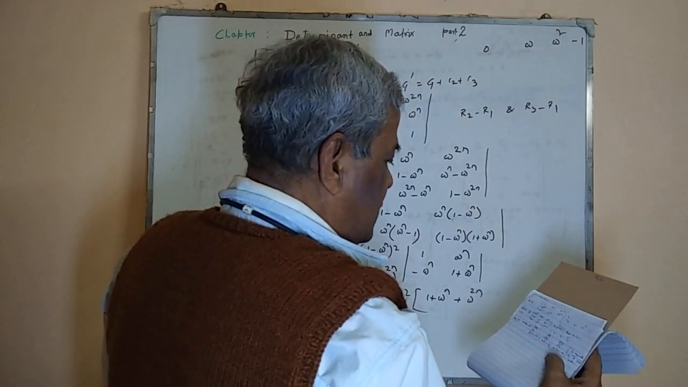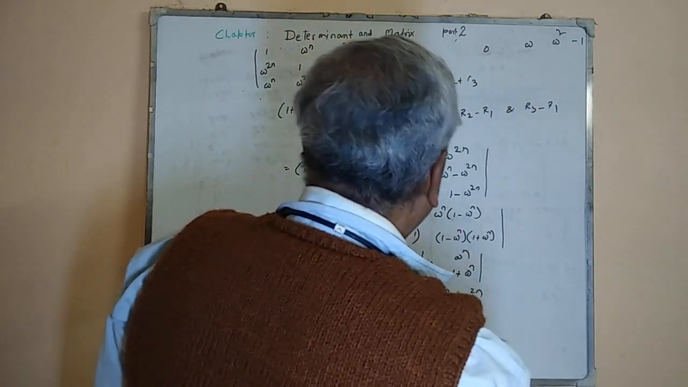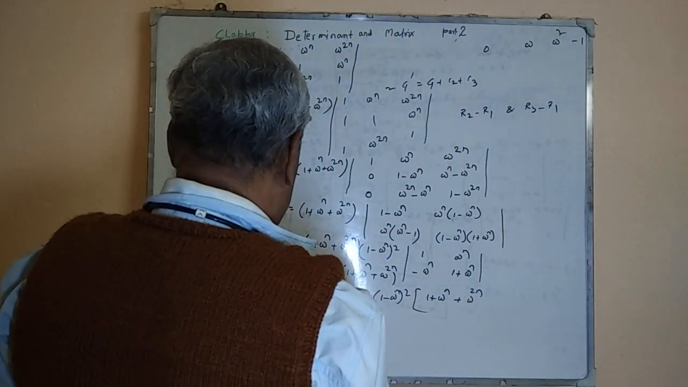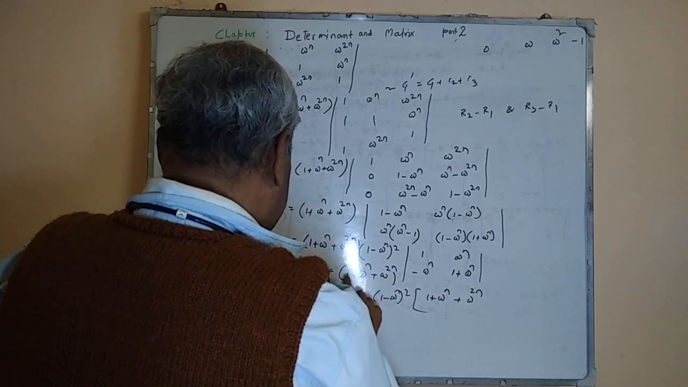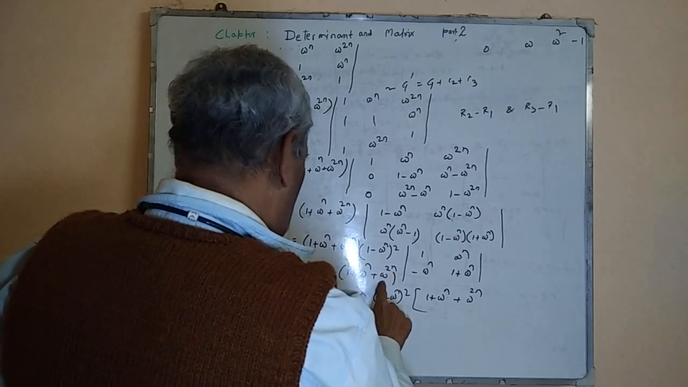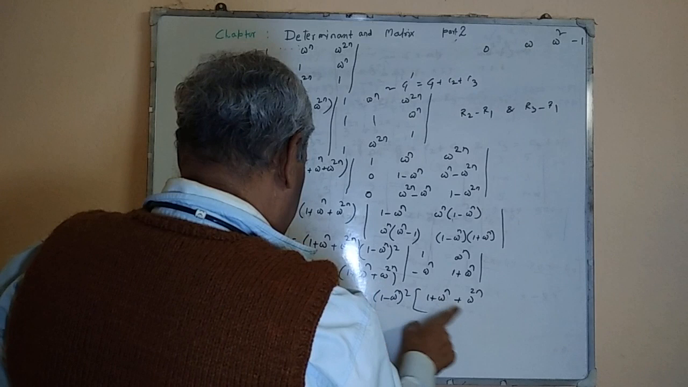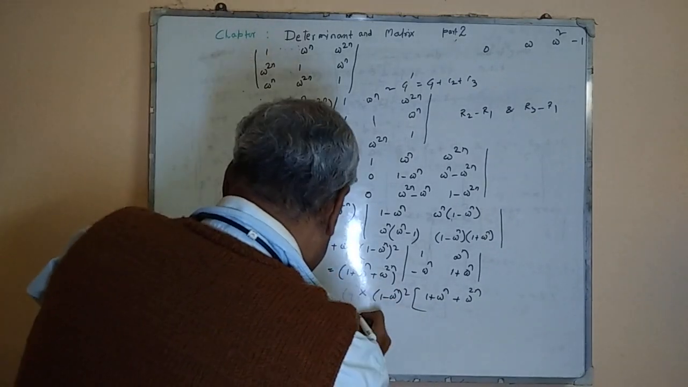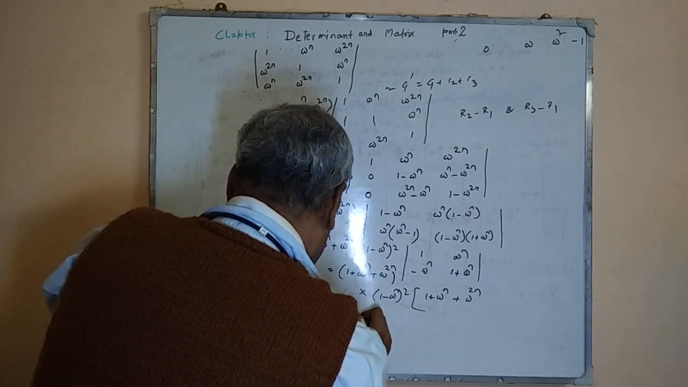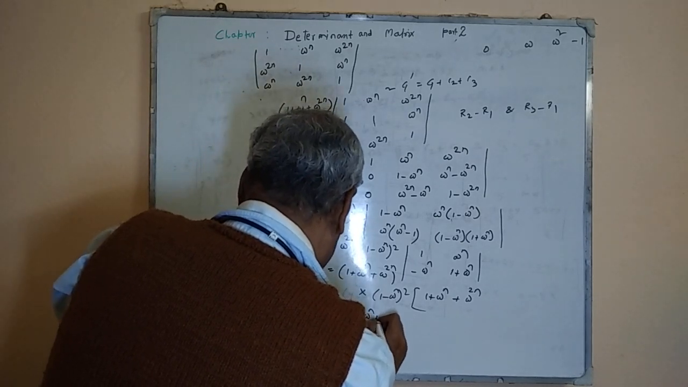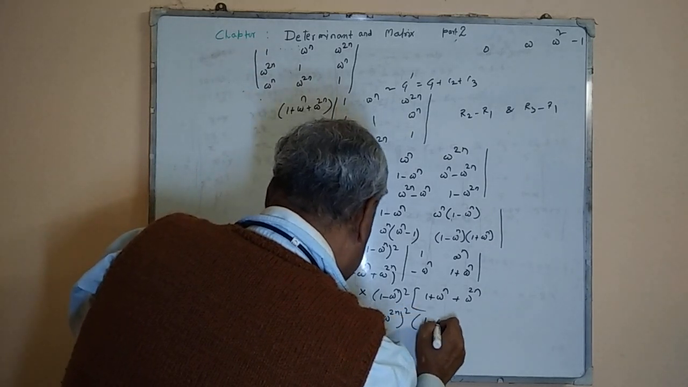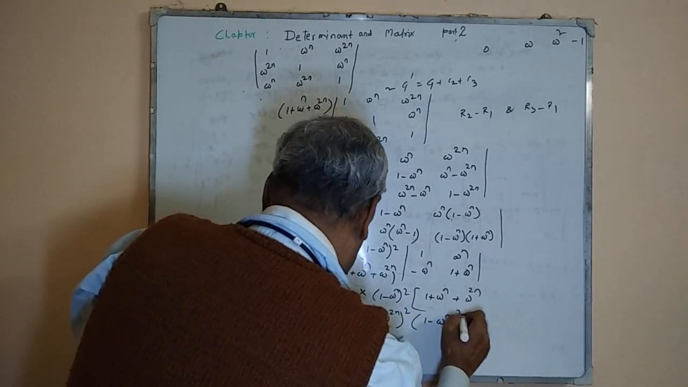Its answer is 0, I think. Its answer will be 0. And we get this whole square and this whole square. The thing is (1 plus omega to the power n plus omega to the power 2n) whole square into (1 minus omega to the power n) whole square.